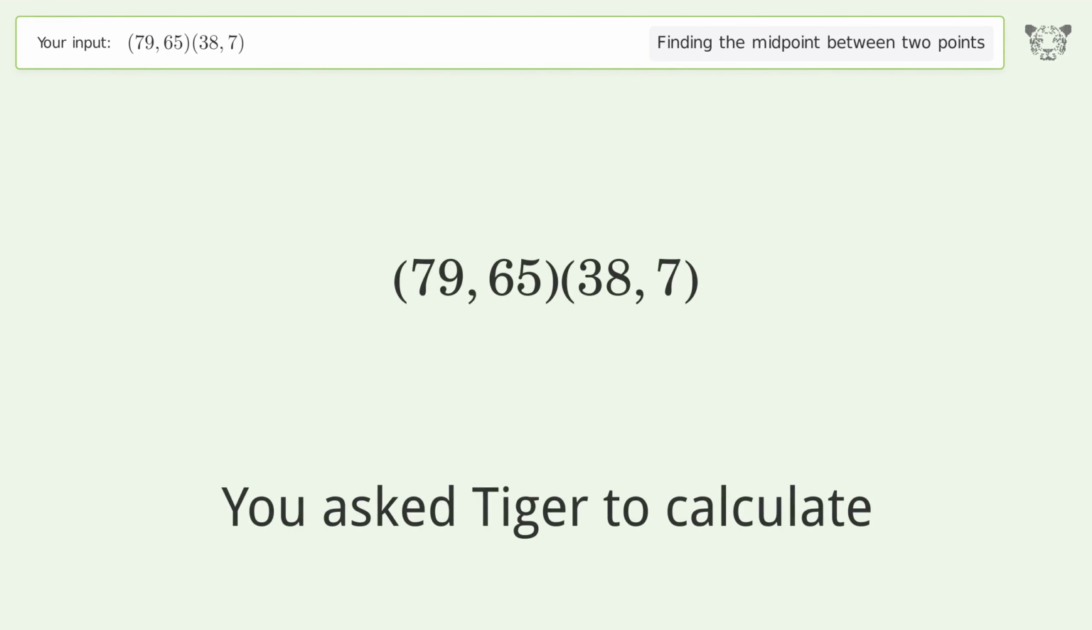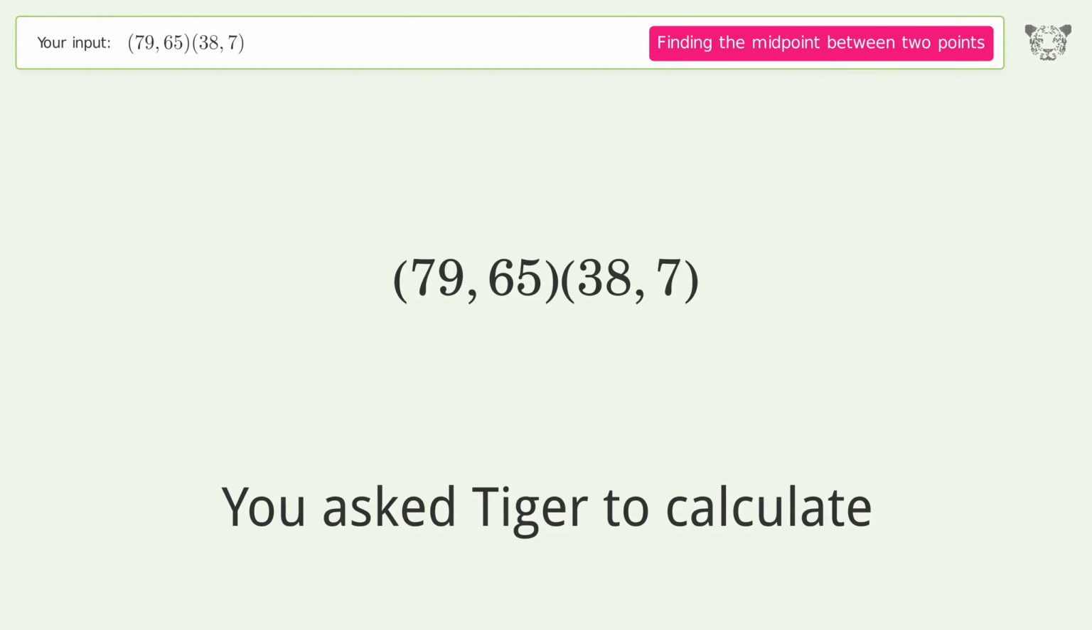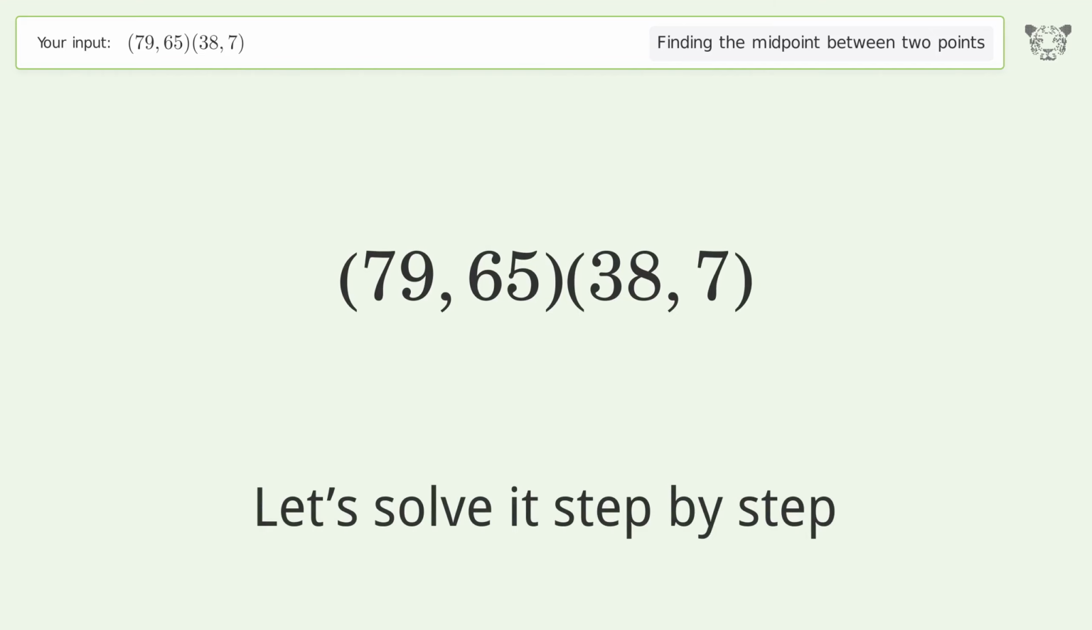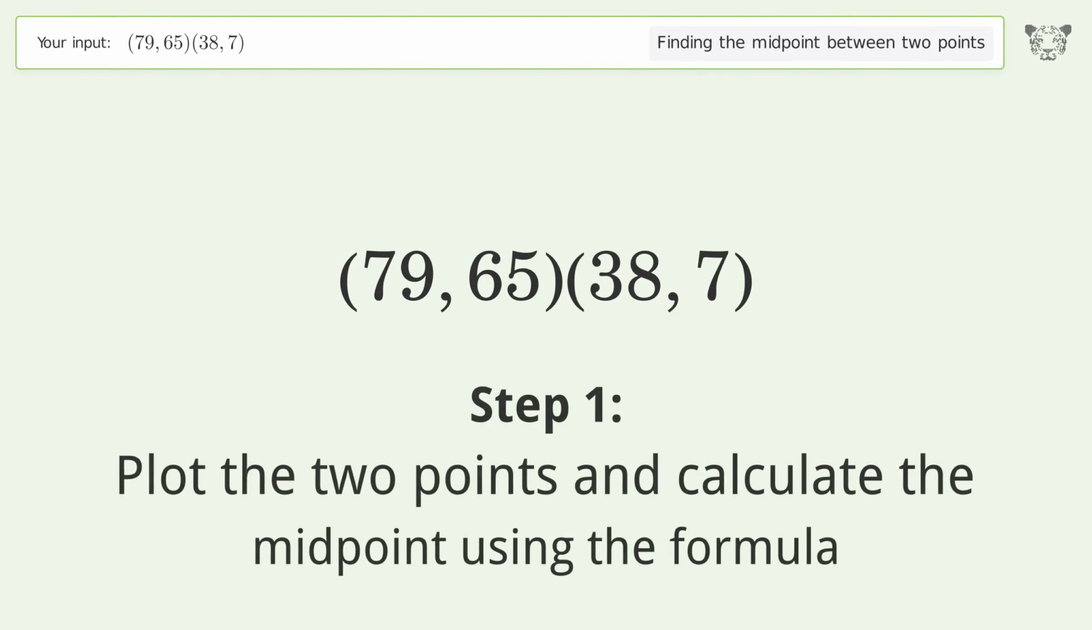You ask Tiger to calculate. This deals with finding the midpoint between 2 points. The midpoint between the 2 points is 58.5, 36. Let's solve it step by step. Plot the 2 points and calculate the midpoint using the formula.